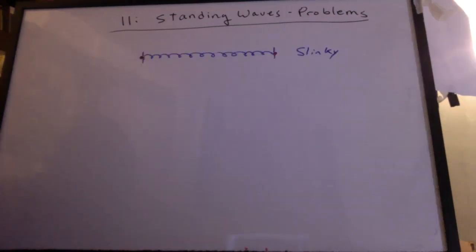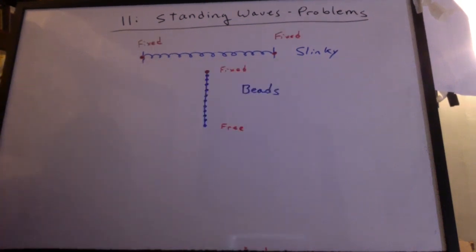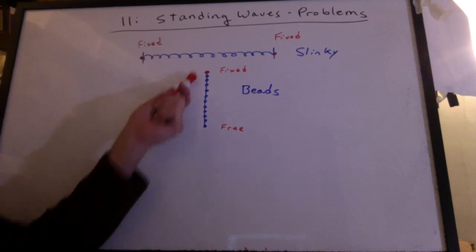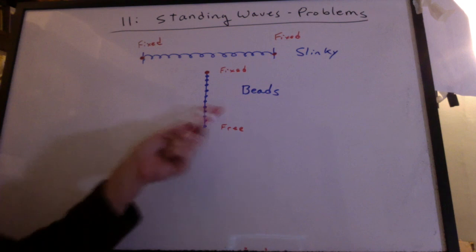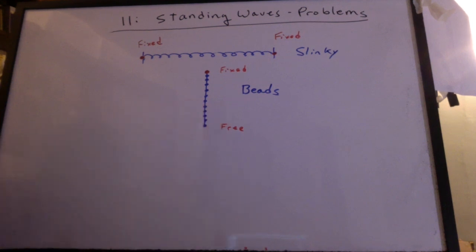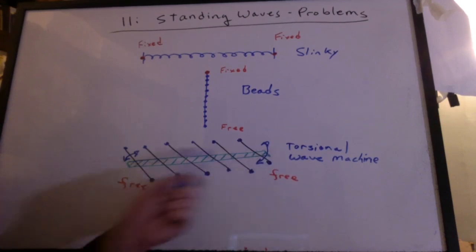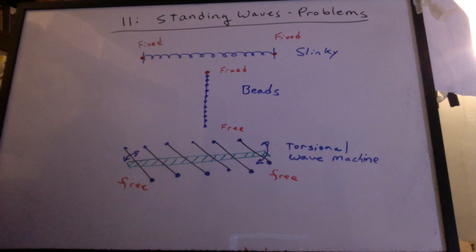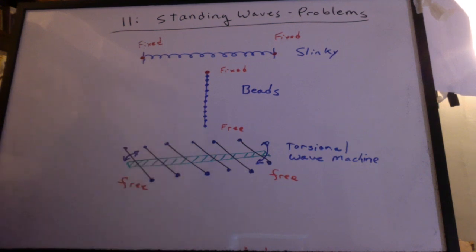Now you can see all three of these examples at home. The first, fixed at both ends with the slinky. You can do one end fixed and one end free with the beads. Have the beads dangle, and then you can swirl them around, and that would be circular standing waves. And if you want to, you can make yourself a torsional wave machine with duct tape and the skewers and some gummy bears. Of course, all of these have been seen on video as well, besides doing them in lab.